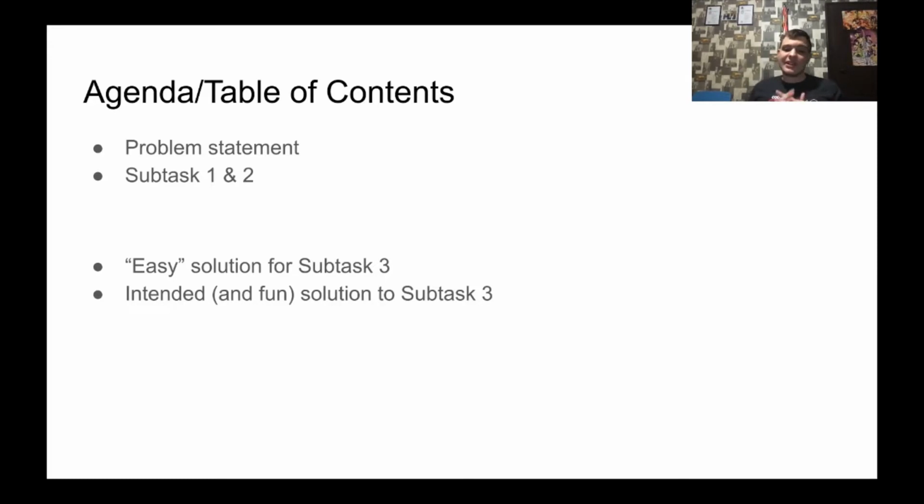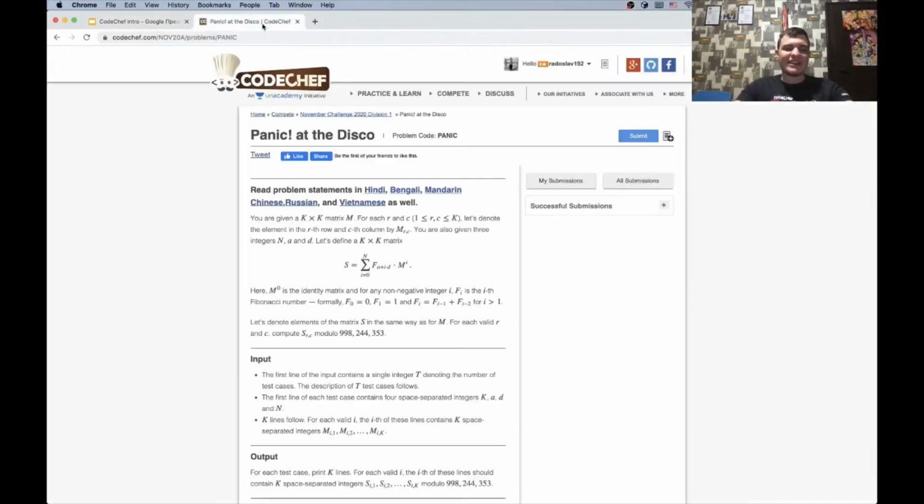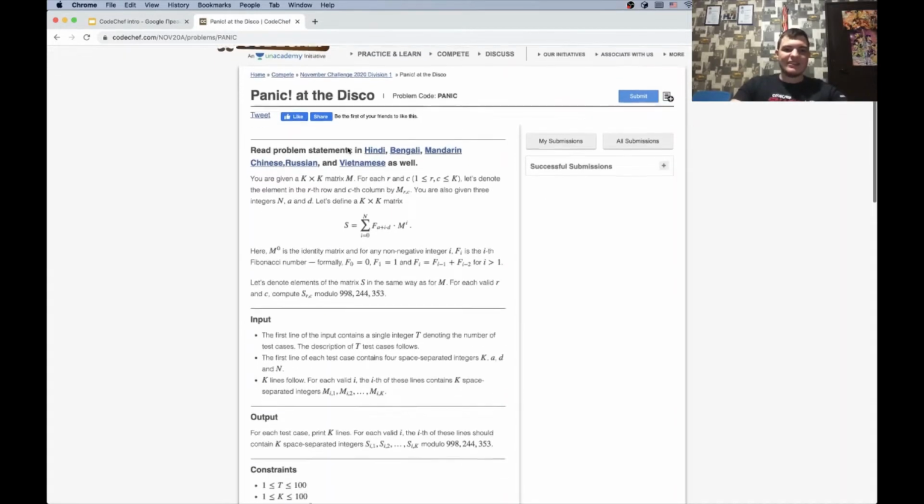But the intended solution is actually pretty fun, so I'm going to split the video in three parts. First I'm going to talk about the first and second subtask, then I'm going to focus on the easier solution, which is easier to come up with. And finally, I'm going to discuss the intended solution, which is pretty fun. And there is a pretty nice trick, which you can actually use in some other problems. So I guess we can just go straight to the problem statement. Let's leave the slides now, and I'm going to start explaining it in the browser.